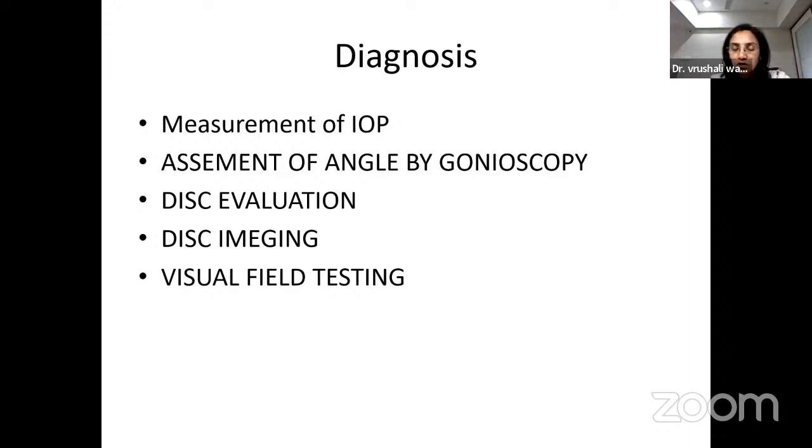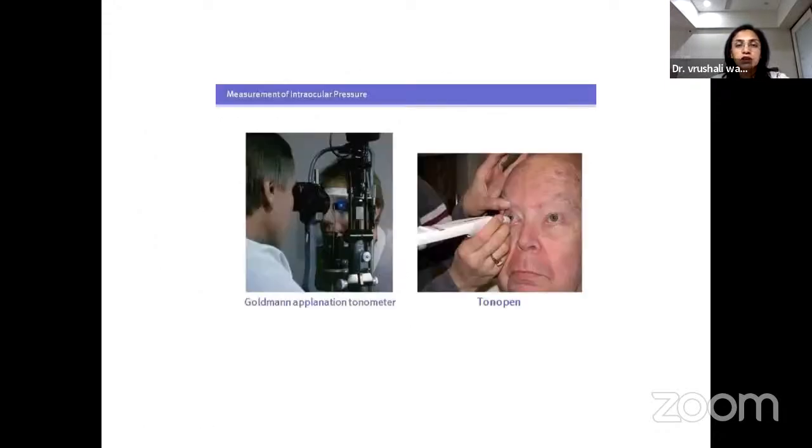So in glaucoma, we cannot just say okay, you have glaucoma. We need to do multiple tests or examinations to come to the diagnosis of glaucoma. So coming to the first, measurement of intraocular pressure. We have a normal range of intraocular pressure between 10 to around 22. It is measured with different types of instruments, but the gold standard is Goldmann applanation tonometry. Other types of tonometry are also available, like the air puff tonometer or the Tono-Pen tonometer, but the gold standard is Goldmann applanation tonometry.